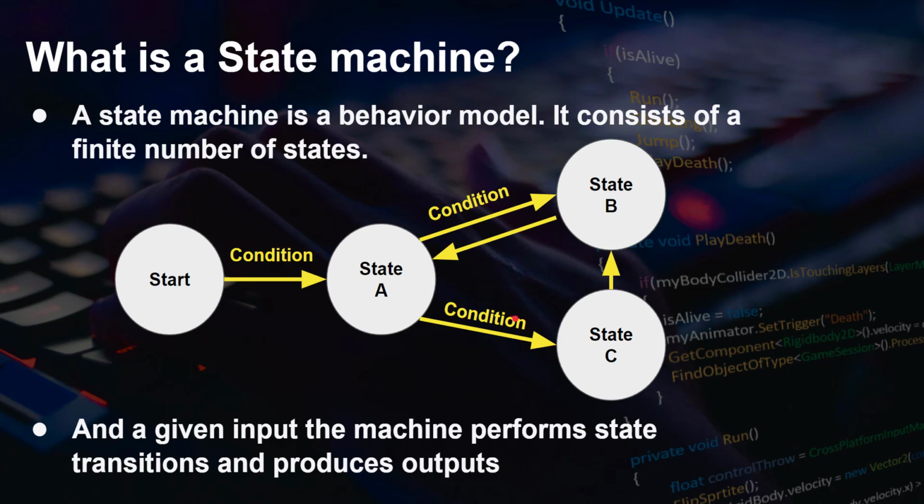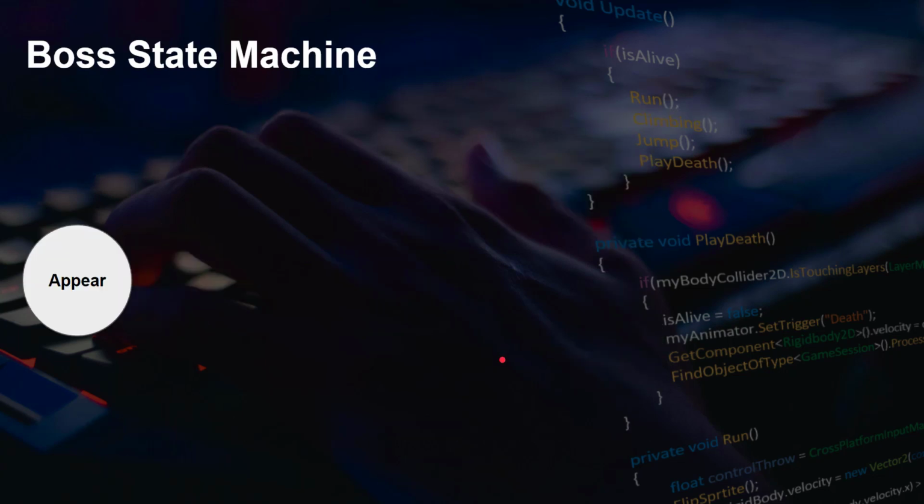And obviously on each and every transition we have conditions. So certain conditions have to be met in order to transition from one state to another, and this is something that we've been doing all the time in this course. So I'm just going to continue on. Let's talk about the boss state machine that we are going to have. So the first state will be the appearing.